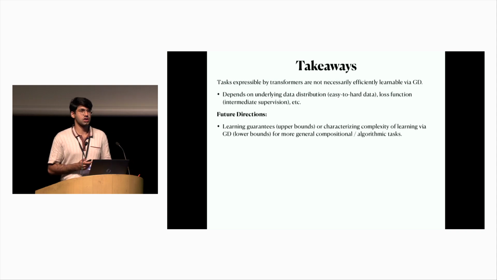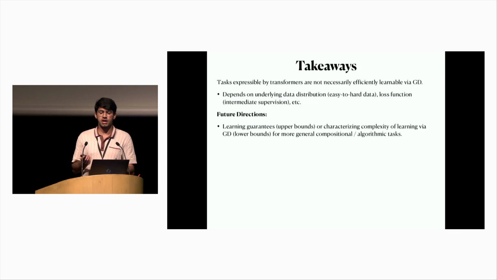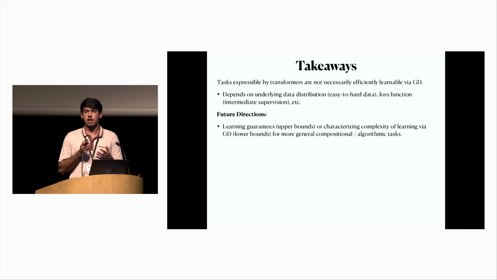Some future directions that I think are really interesting are trying to understand either upper bounds, i.e. learning guarantees, or lower bounds, characterizing the complexity of GD for a more general set of compositional or algorithmic tasks. And I think this could be of a lot of interest to the deep learning theory community: to think about how we can go beyond toy tasks such as parity or polynomials and think about more discrete tasks that more closely resemble what we may encounter in, say, language modeling.